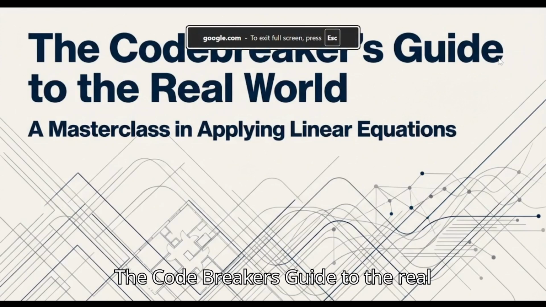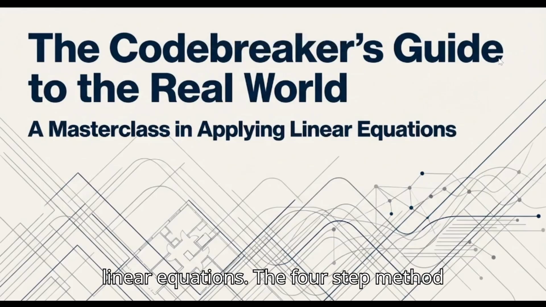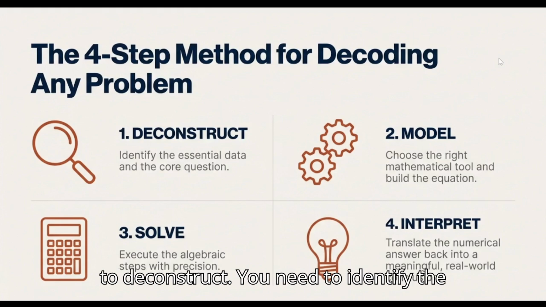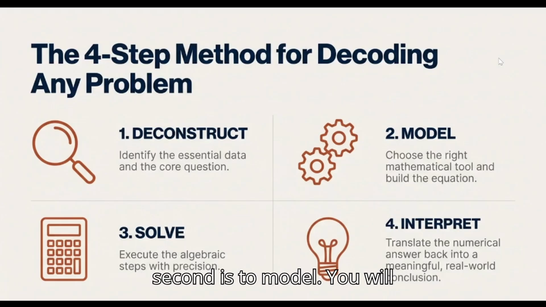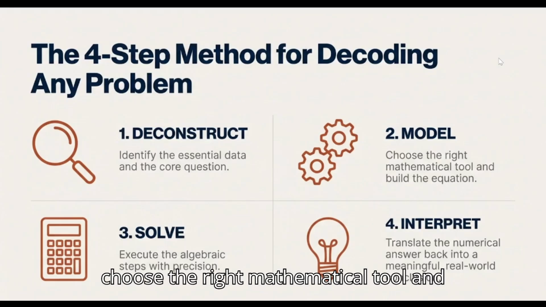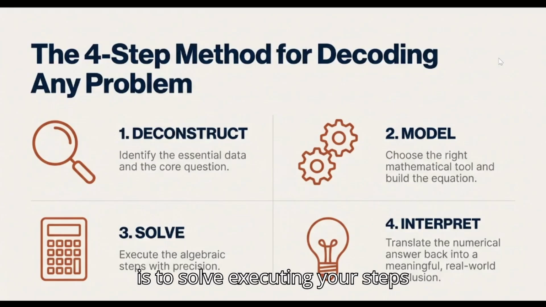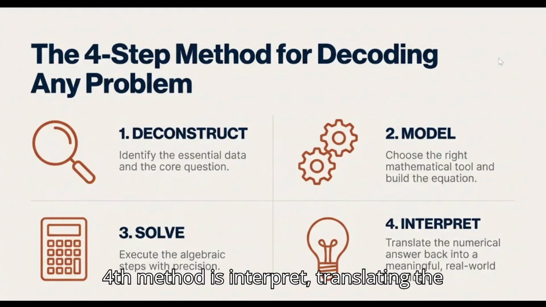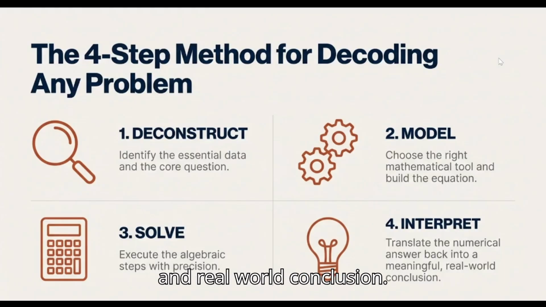The Code Breaker's Guide to the Real World, a masterclass in applying real linear equations. The four-step method for decoding any problem. The first is to deconstruct. You need to identify the essential data and the core question. The second is to model. You will choose the right mathematical tool and build your equation. The third method is to solve, executing your steps with algebraic precision. The fourth method is interpret, translating the numerical answer back into a meaningful real world conclusion.